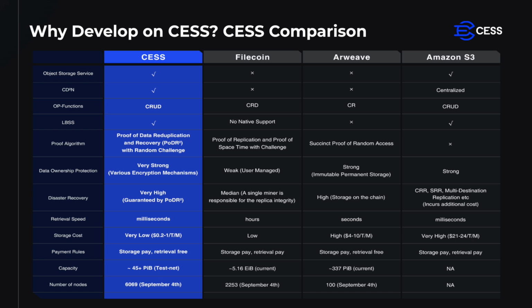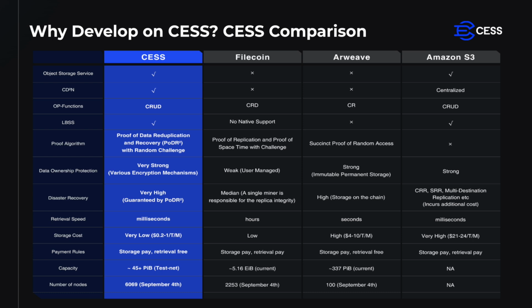The last recorded storage capacity of the SES testnet was more than 45 petabytes. Filecoin boasts a substantial capacity of nearly 6 exabytes, while Arweave has a capacity of around 200 petabytes. For Amazon S3, capacity details are not publicly disclosed due to its centralized nature.